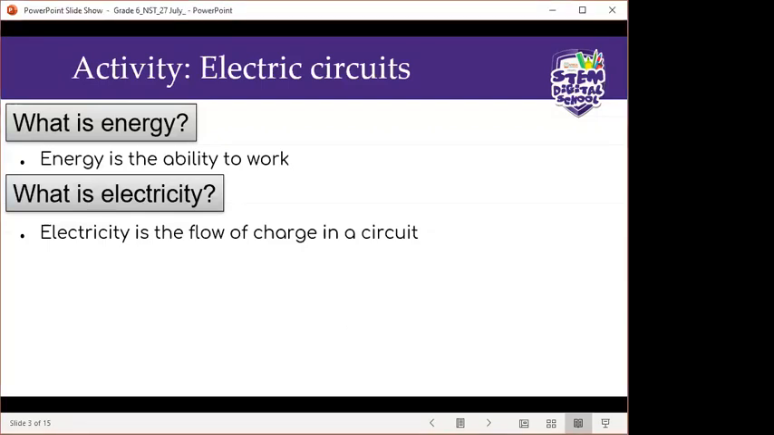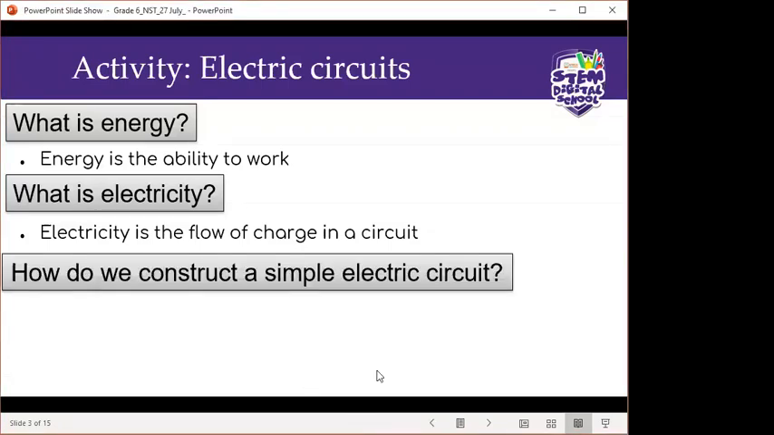So far I see we are all getting it. We're all on the same page, and that is beautiful to see. Next question: how do we construct a simple electric circuit? How would you construct a simple electric circuit?